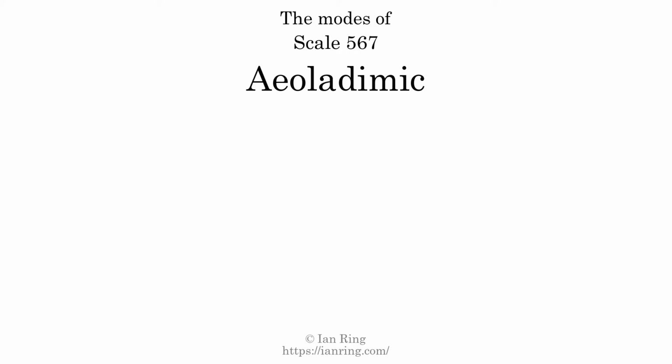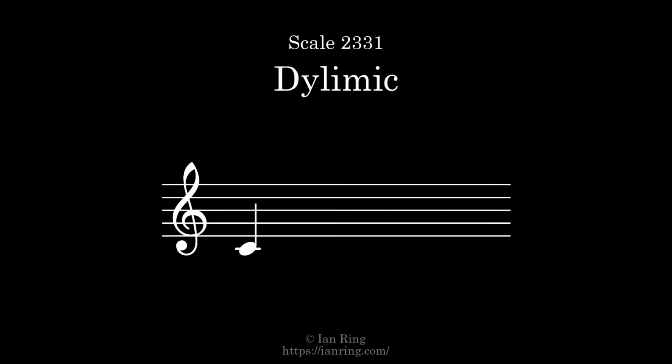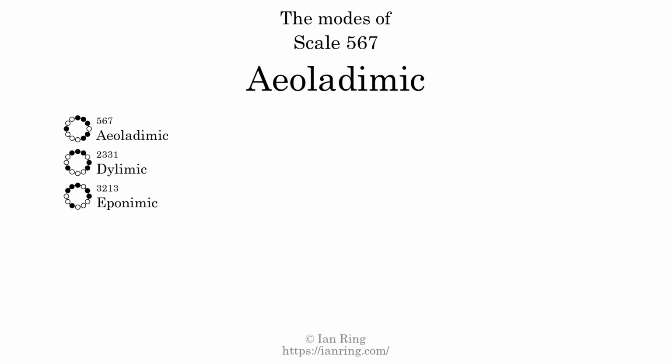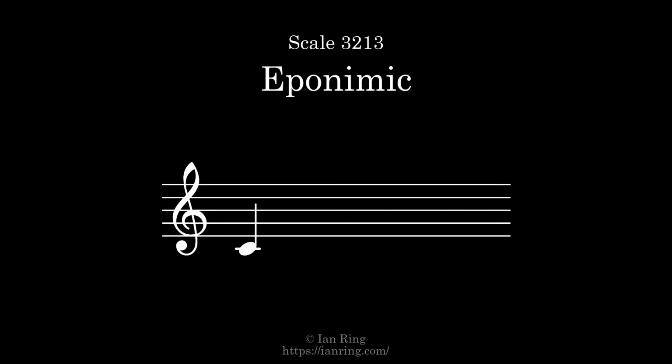This scale has 6 modes. The first mode is itself. The second mode is scale 2331, also known as Aeoladimic. It sounds like this. The third mode is scale 3213, also known as eponymic. It sounds like this.